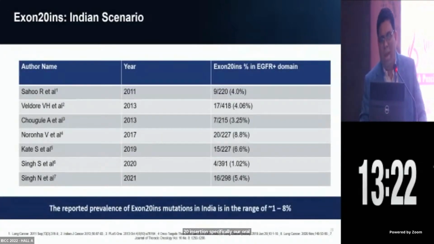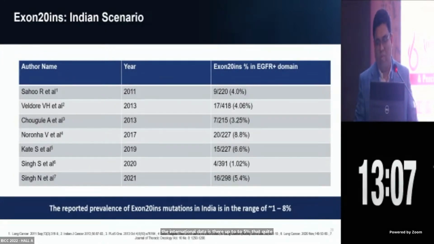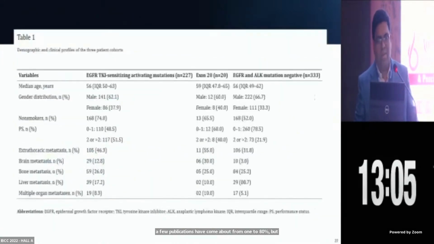And if you look at data which has come from India, what is the incidence of exon 20 insertions in India? It ranges somewhere around the international data of 2 to 5%. Quite a few publications have come, varying from 1 to 8%, but on average, it is around 4 to 5%.